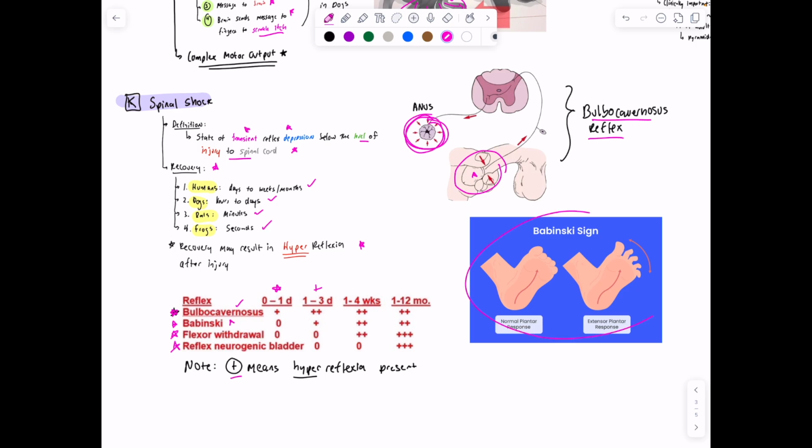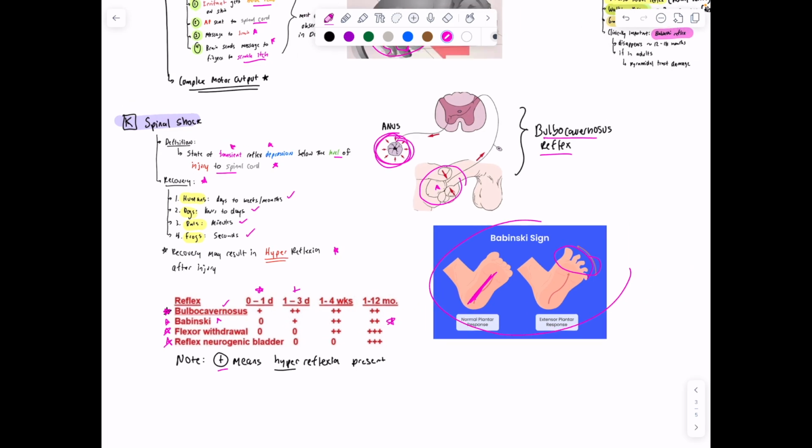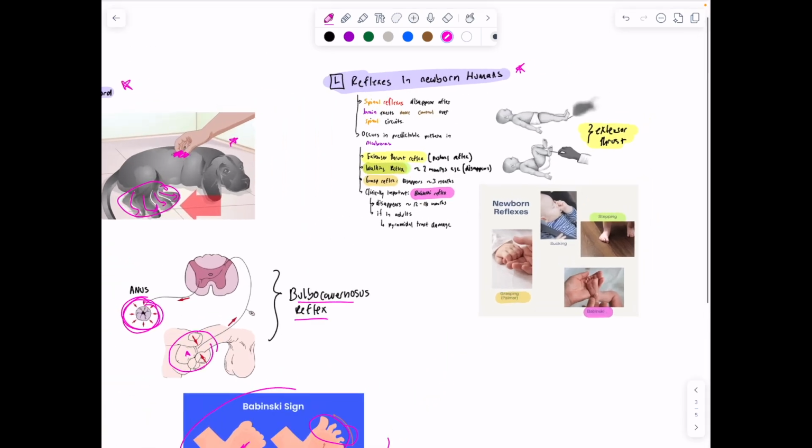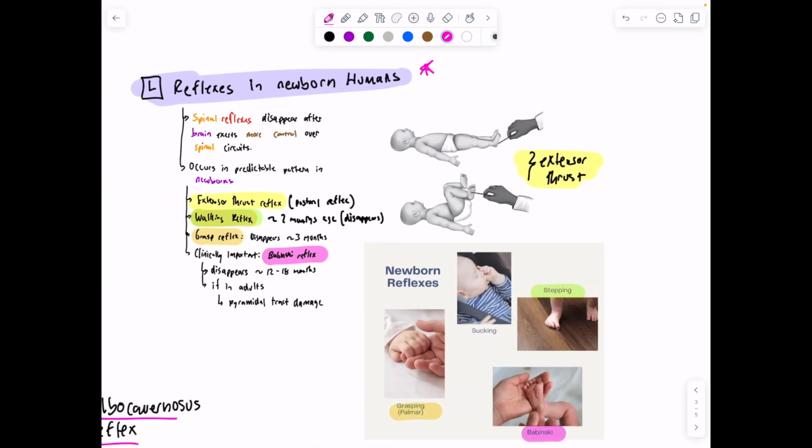Babinski is, you rub the bottom of the foot, and the toes spread out. This is done in babies. All right, and then flexor withdrawal we're familiar with. It's not a complicated one, that's my bad. And then reflex bladder.